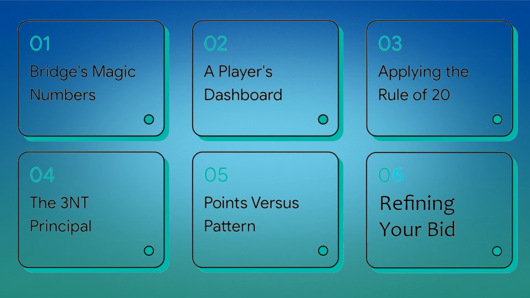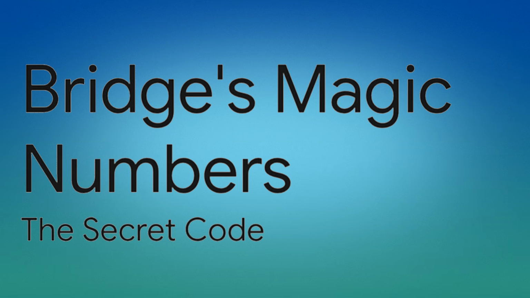So, here's our game plan. First, we'll get into the 3 magic numbers that are really the foundation of the whole game. Then we're going to build a super simple dashboard you can use to size up any hand in a heartbeat. After that, we'll use that dashboard to tackle a couple of classic strategic moments, and we'll wrap it all up by digging into the core tension that makes bridge strategy so incredibly cool. All right, first up, let's crack that secret code.